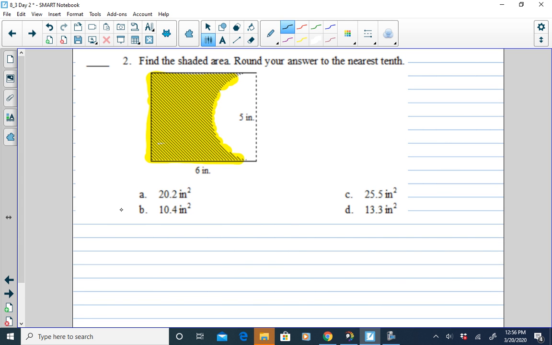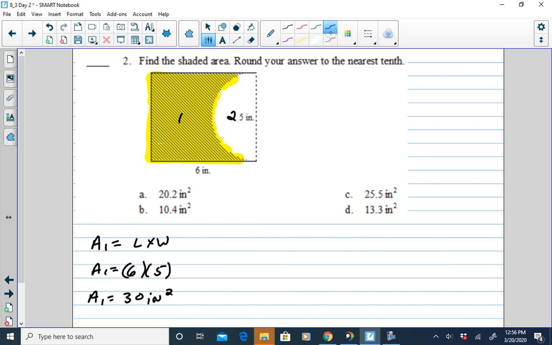So let's call this area 1, call this area 2. We're going to find those two areas and then subtract. Area 1 is going to be equal to length times width because it's a rectangle. So area 1 is going to be equal to 6 times 5, so that's 6 inches times 5 inches. So area 1 is going to be 30 square inches. Now that's the area of that entire rectangular space there.